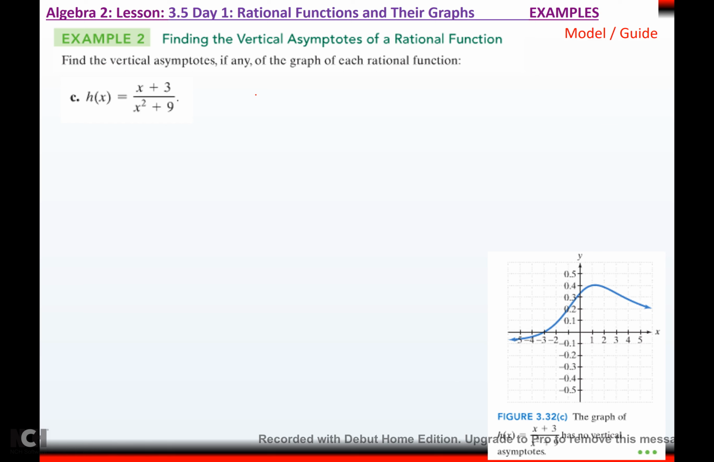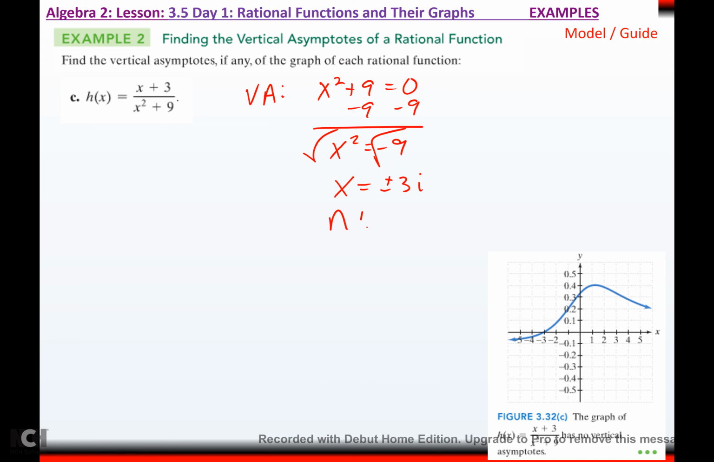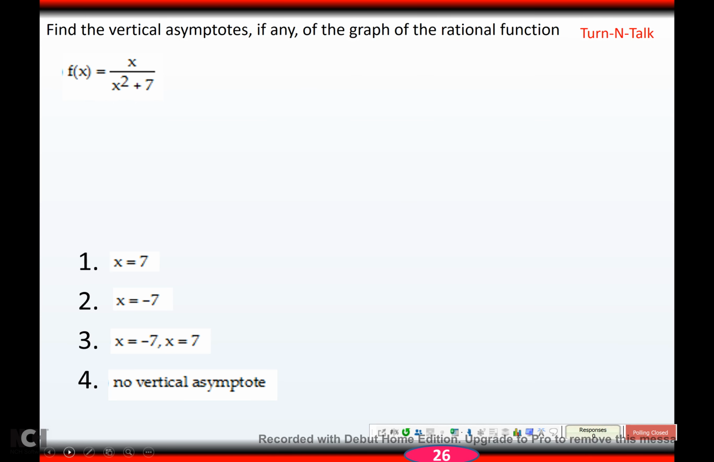Alright, so if we do this one to find vertical asymptotes, I say, Mr. Denominator, when you equal 0, I'm going to get jumps. x squared equals -9, square root, x equals plus or minus 3i, which means there are no vertical asymptotes. And if you look at the graph, there's no holes, there's no gaps, it's smooth and continuous. Alright. You try this one.